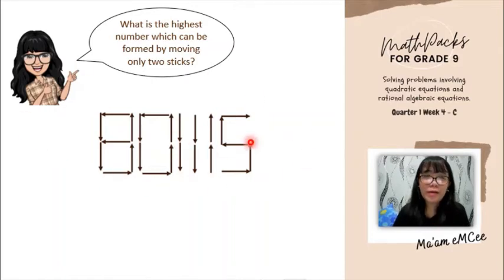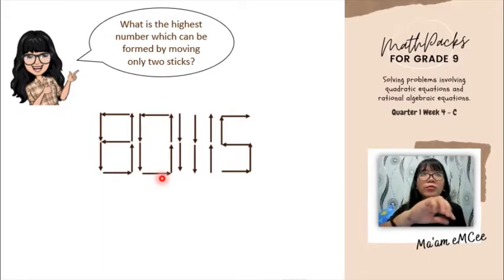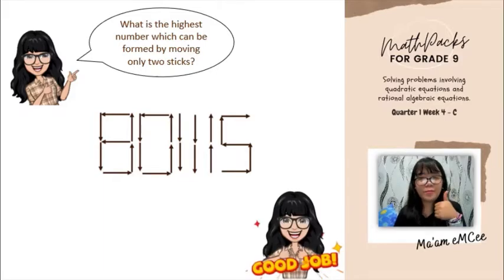The first one is also possible. But if flipping or turning your paper, for example upside down, is allowed, then you can have this answer, 801,115. So it's up to you. If you don't have any restrictions, then this will be the final answer. But if flipping or turning your paper or your cell phone is not allowed, then you can have 511,108. Okay? And if you got this right, then good job.